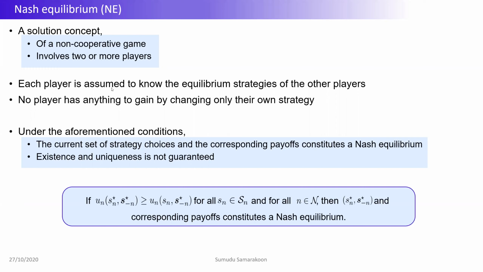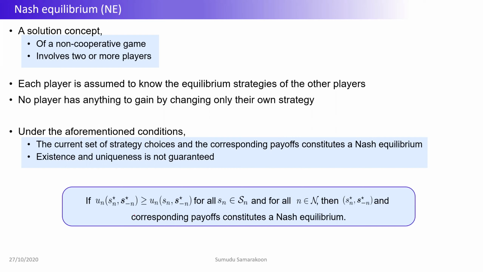Now let's talk about a solution concept, Nash equilibrium. This is defined for non-cooperative games involving 2 or more players. Here each player is assumed to know the equilibrium strategies of the other players. Basically that means the strategies that the other players are not going to change. Why? Because there is no gain by changing their own strategy. So under these conditions, the strategies that all the players have selected and the corresponding payoffs constitute a Nash equilibrium.